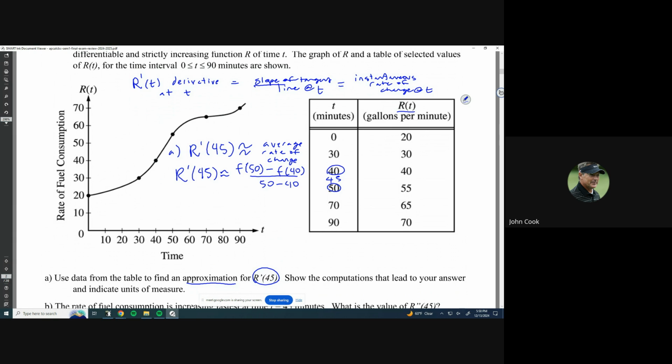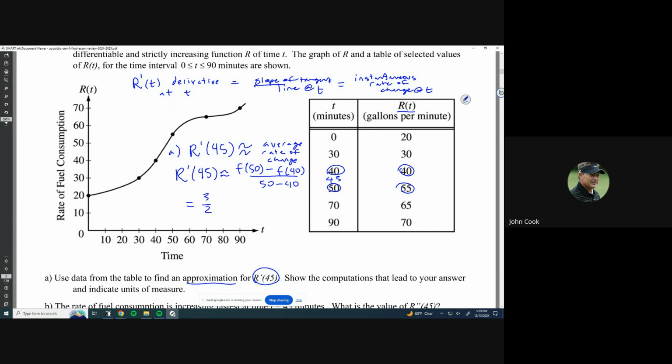It's just repurposed for all functions, okay? And that approximation is about equal to what? Well, R of 50 is 55. R of 40 is 40. So 55 minus 40 is 15. 50 minus 40 is 10. And then 10 and 15 are both divisible by 5, so that turns into 3 halves. And then you'd want to put the units on there, of course.